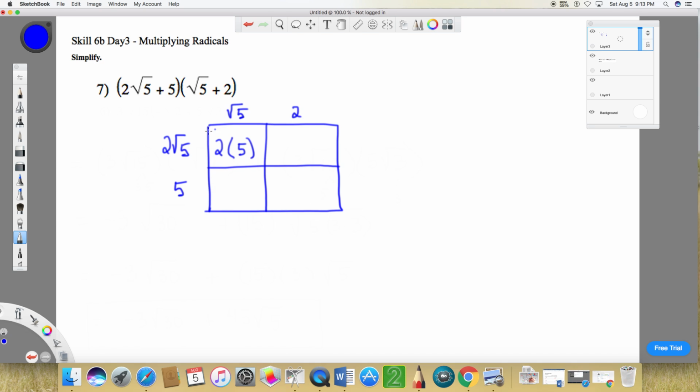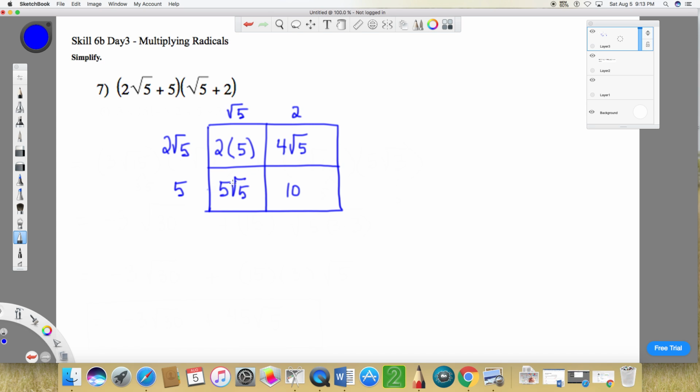Now here we have 2 times the square root of 5. Well, 2 times 2 is 4. And we can't simplify the square root of 5. It's just a single factor. It's not a pair of numbers. And here in this box, I have 5 times the square root of 5. And I can't really do anything with it other than write them next to each other. That implies multiplication. And 5 times 2 is 10.